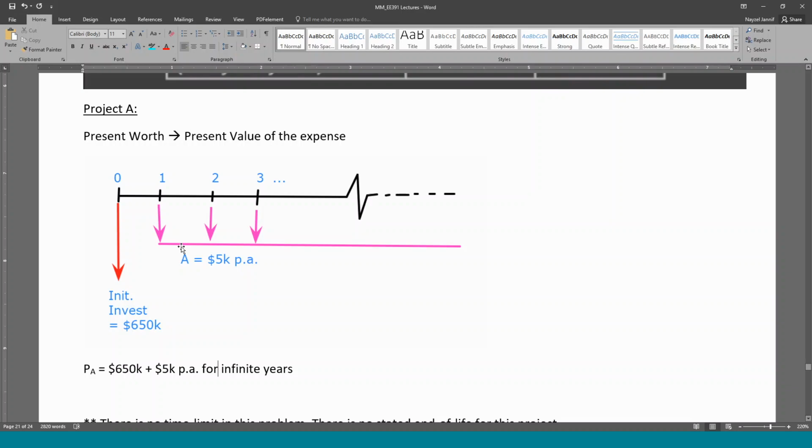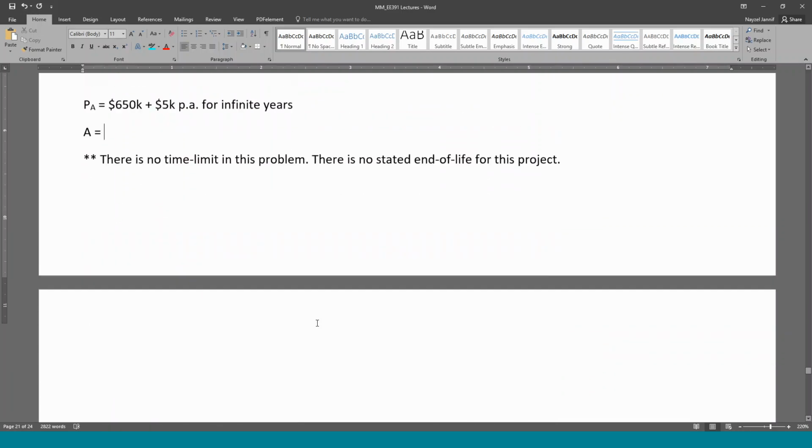Because in P given A, you need to know the timeline. You need to know how many years. You need to know the number n. But in this case, you don't know the number n. So what is A equal to in this case? Well, the A will equal to... what is the A equal to, guys?